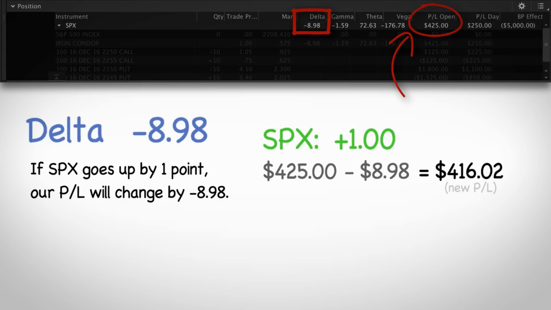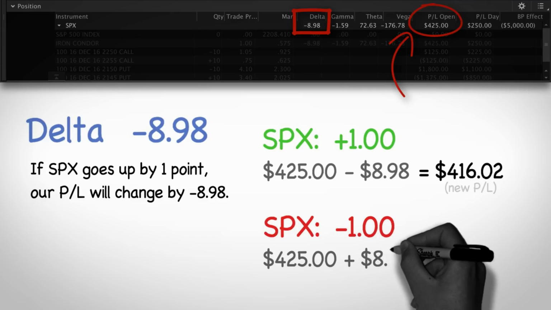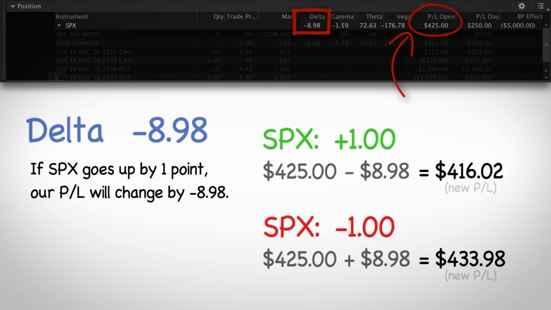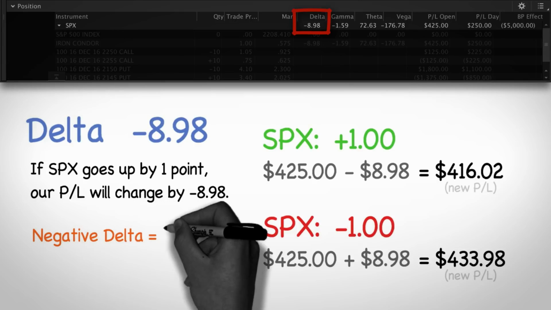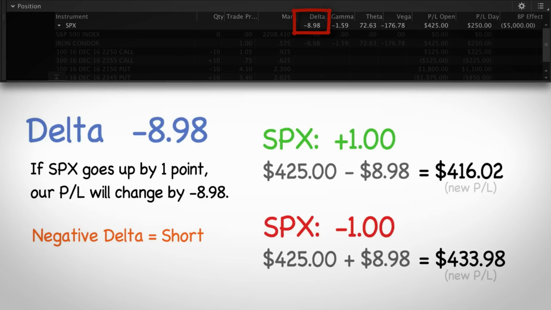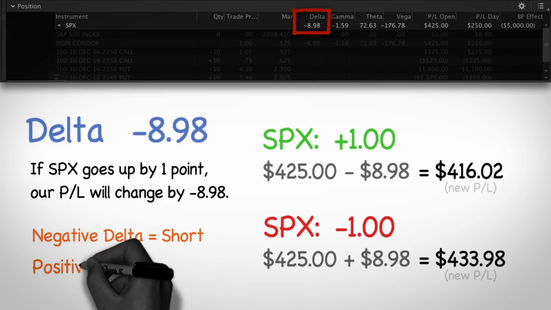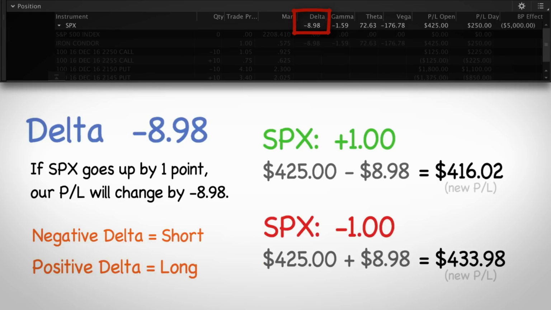On the flip side, this is saying that if SPX goes down by 1 point, then we will make $8.98. This is because the delta is a negative number. And that's one cool thing about viewing the delta of our position is that it tells us if we are long or short the underlying stock. In this case, our delta is negative. So we are short SPX and we want the underlying market to go down. So a negative delta indicates that you are short the underlying market and want it to go down, and a positive delta would indicate that we are long the underlying market and would benefit from the price going higher.